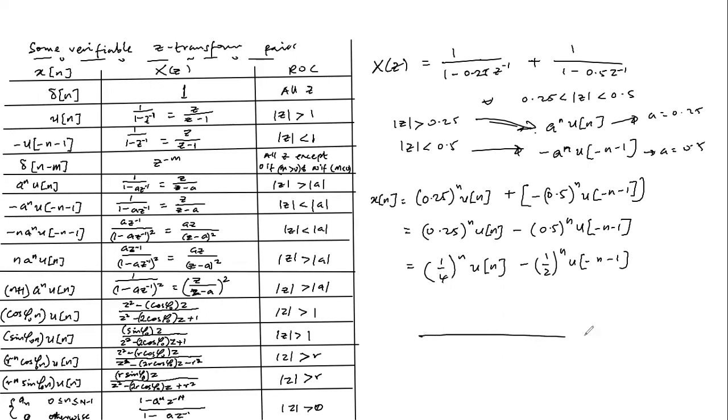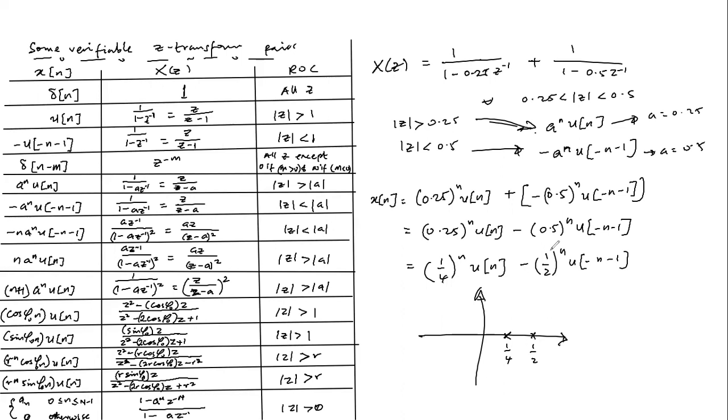So we can equally plot the region of convergence here because we have a pole. We have a pole here at z equal to 1 over 4, say, and at 1 over 2. Okay, good.